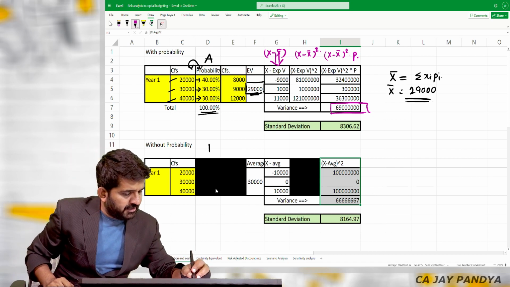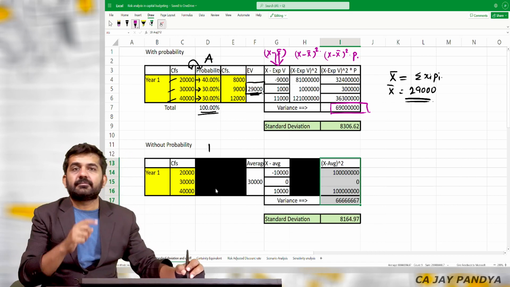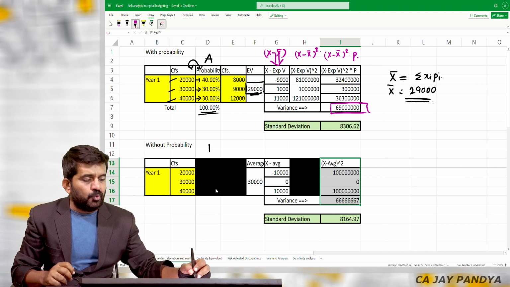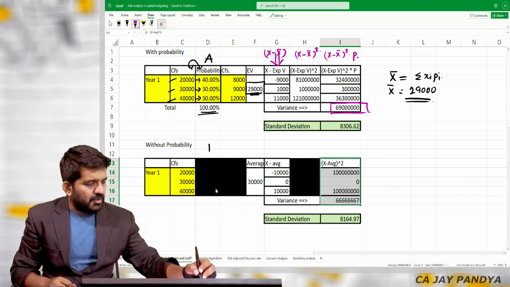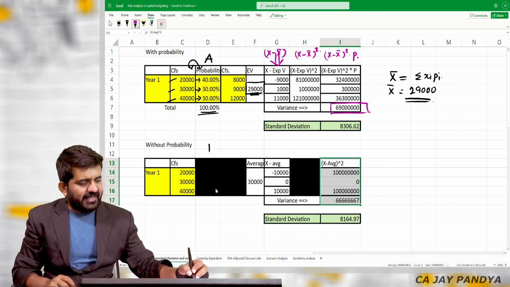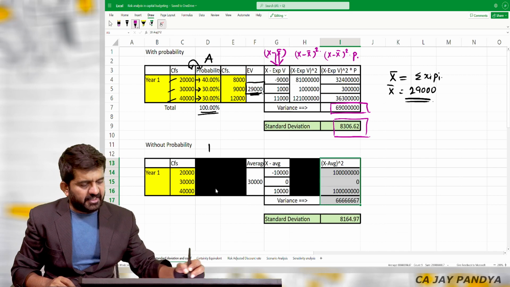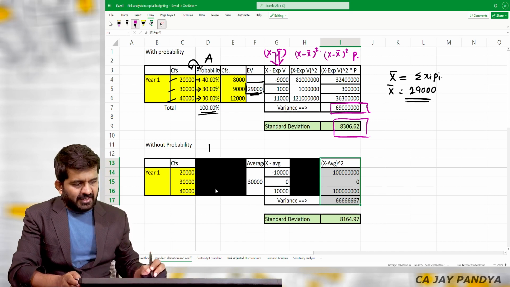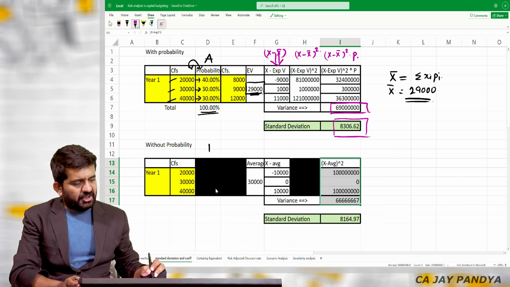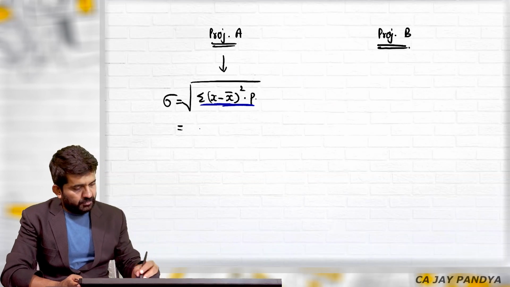This is the sigma of x minus x bar whole square into p. It is 6 crore 90 lakhs. We need to take the under root of this. The under root of 6 crore 90 lakhs is 8306.62. Standard deviation of project A is 8306.62.